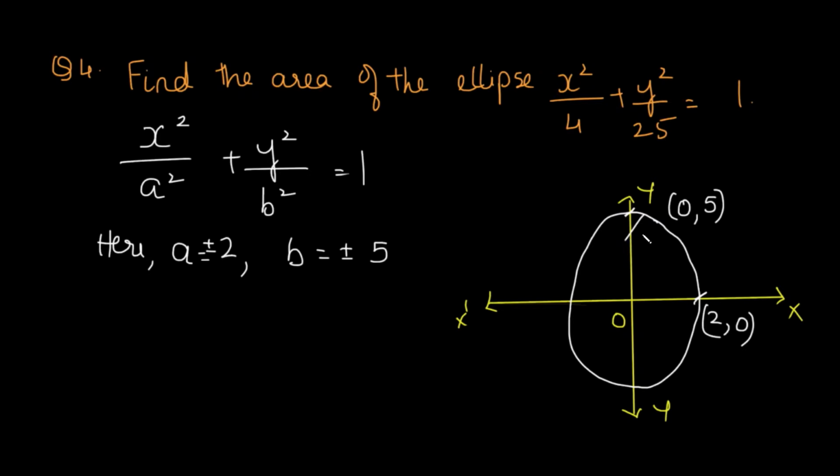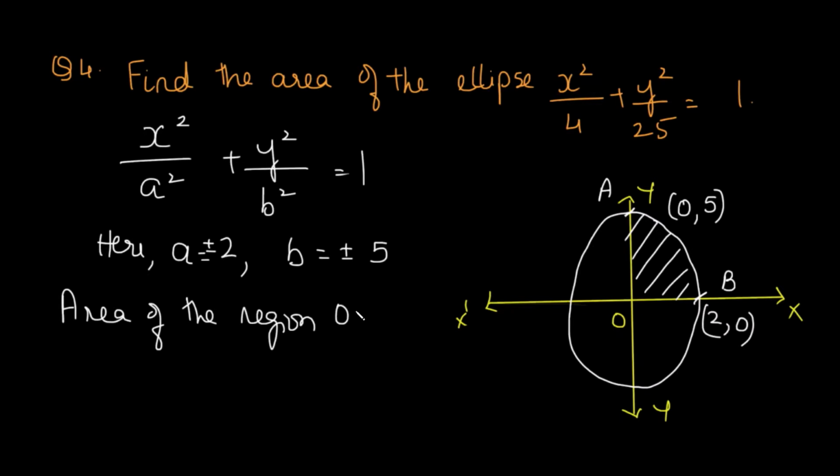So as usual, we are going to find the area of this particular region. We can name this region as OABO. Then we'll also multiply this area by 4 so that we get the area of the entire ellipse that is here. So the area of the region OABO is given as the integral from 0 to 2, because we are considering the area between x = 0 and x = 2, of y dx.